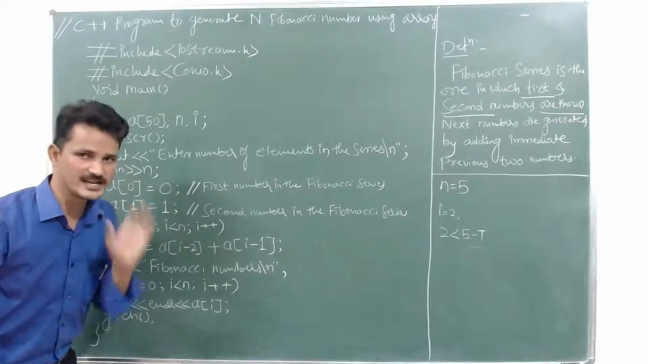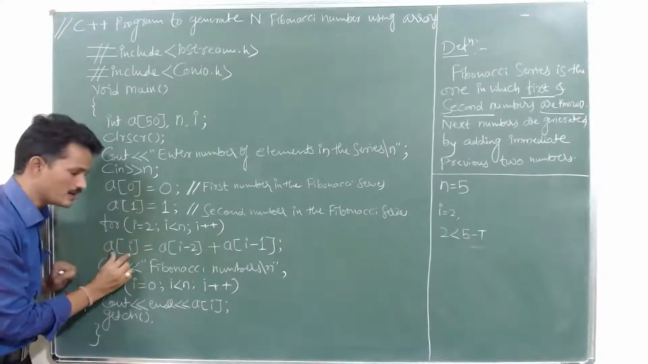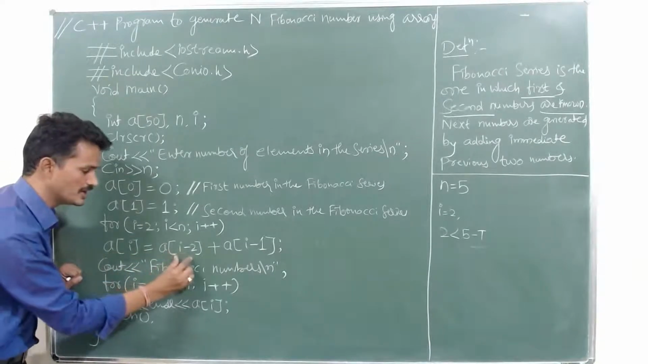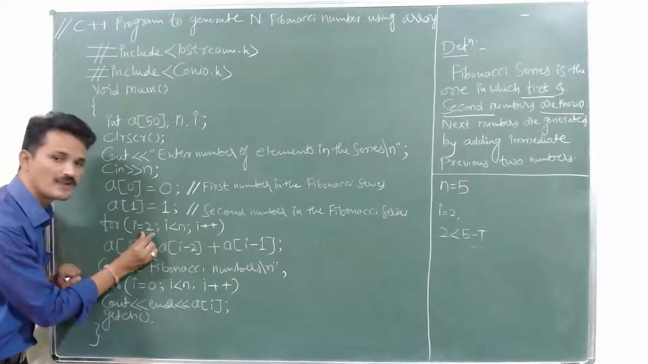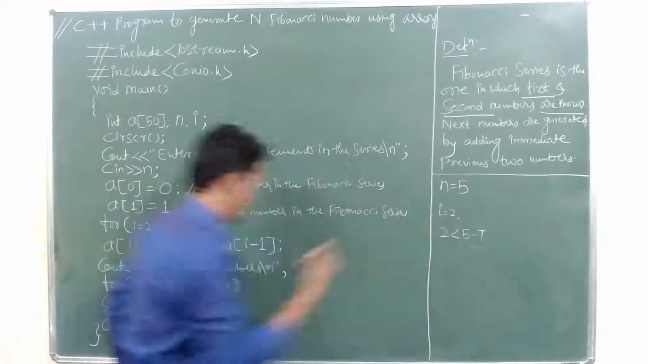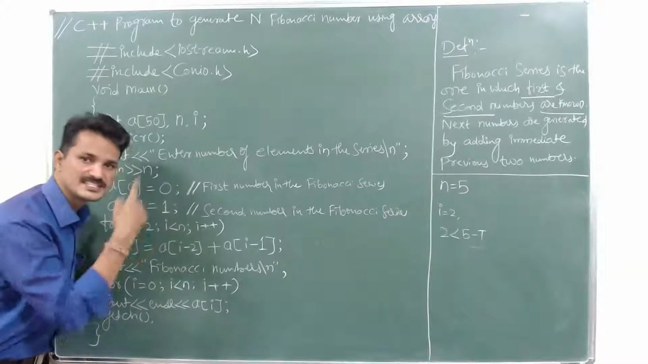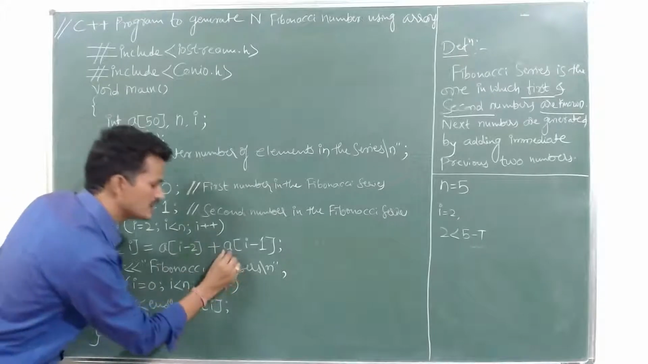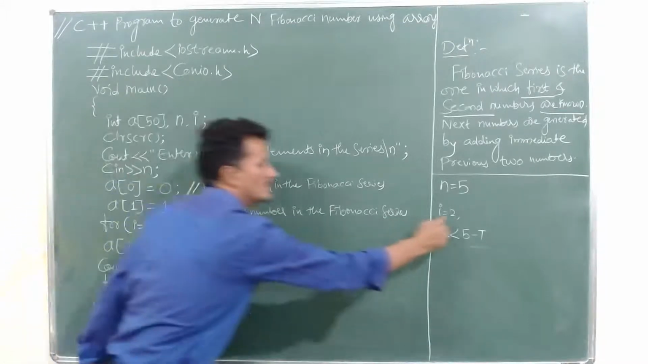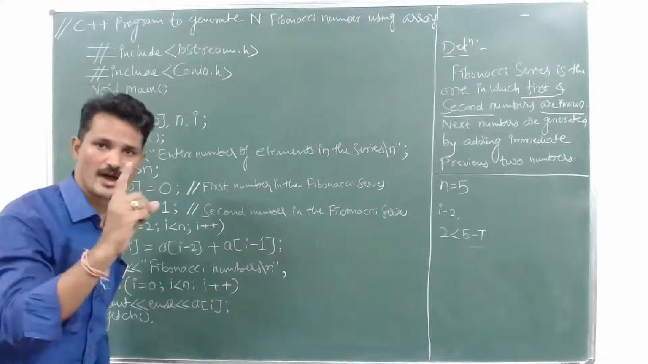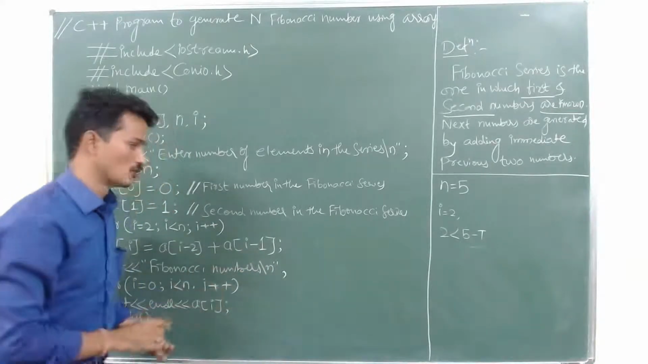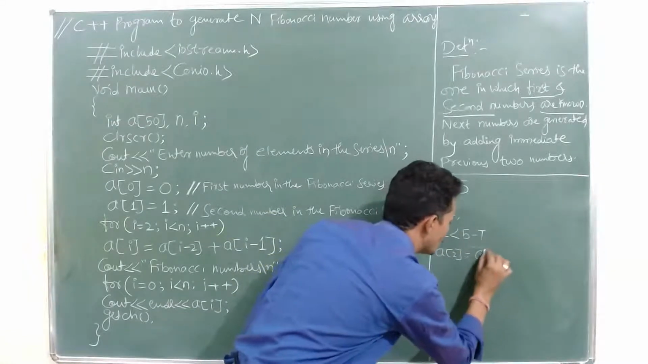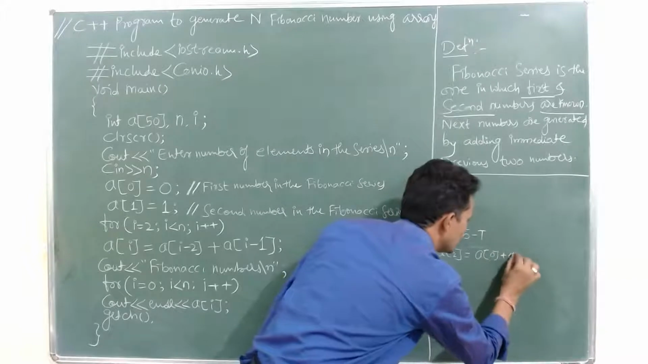Got the point? Once again I'll tell you. See here, A of i. What is the value of i? i is 2. That means A of 2 is equal to A of i minus 2. What is the value of i? 2. 2 minus 2 will be 0. That is nothing but A of 0 plus A of i minus 1. What is the value of i? 2. 2 minus 1 is 1. So straight away I can call it A of 1. I'll write and show you. A of i is nothing but A of 2. A of 2 is equal to A of 0 plus A of 1.